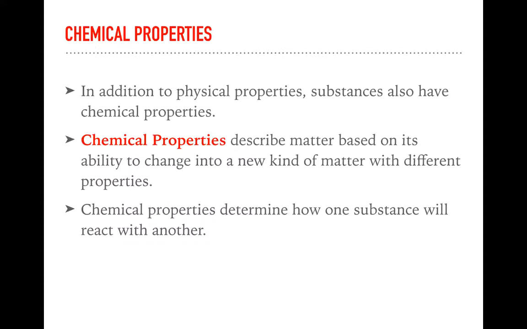Now that we've explored some physical properties, let's take a brief look at what chemical properties are and some examples of chemical properties. So, a chemical property describes matter based on its ability to change into a new kind of matter with different properties. Pretty much a chemical property is about how one substance will react with another substance. The only way to determine a chemical property is by changing it into another substance.